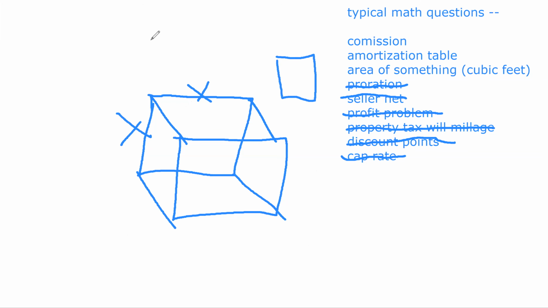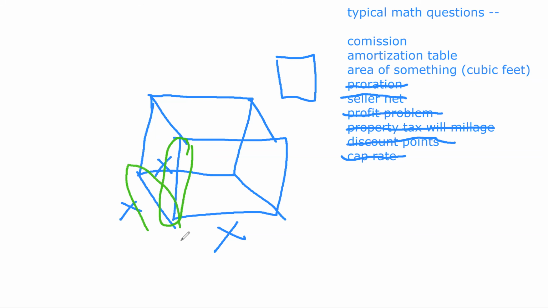It would be, and I'm actually going to erase a little bit, okay? It's going to be the side multiplied by the side multiplied by the height. So it's going to be the area multiplied by the height. Do you see that? So I'm going to circle in green the measurements you're going to take. You're going to take that one, that one, and that one, and you're going to multiply them all together to get cubic feet, to get the volume of something.